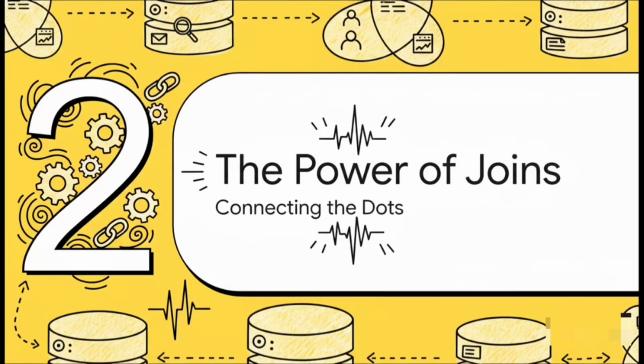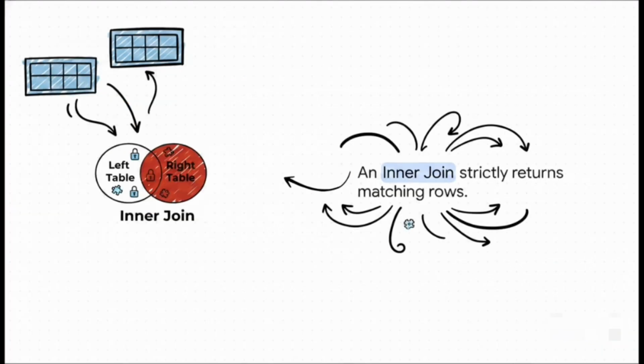Section 2. The power of joins, connecting the dots. So, the absolute most common way we connect data is the inner join. It strictly returns matching rows from both the left and right tables. Think of a Venn diagram. An inner join represents just that middle intersection.